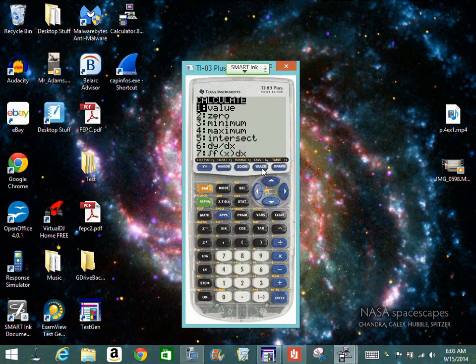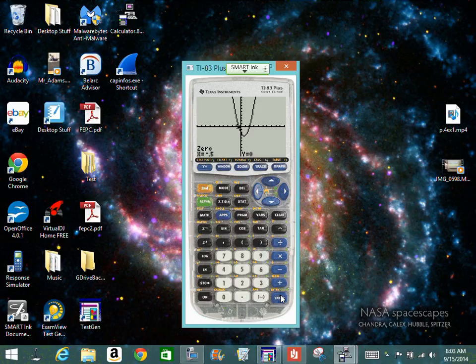We're looking for where this equation equals 0, so I'm going to come down to zero. You have to do this twice. It says left bound, so I'm going to go a little bit to the left of the x-intercept, hit enter, then a little bit to the right, hit enter. Then it'll say guess, and I don't think I'll be able to get in between, so I'm just going to hit enter. And it says x equals negative 0.5. So when x equals negative 0.5, or negative 1/2, y equals 0. That's one of the solutions.